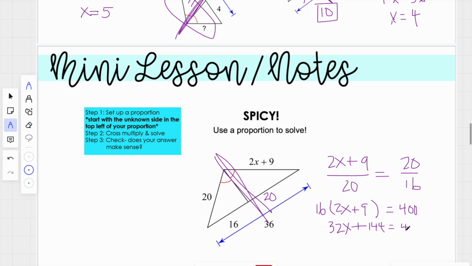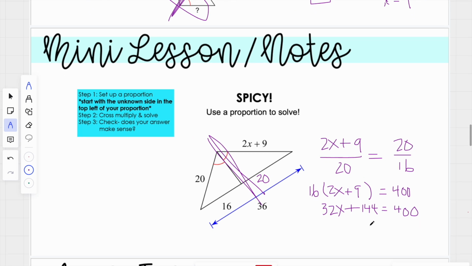We're going to solve this two-step equation by subtracting 144. And we would get 32x is equal to, I think, 256. And then when you divide out the 32, you're going to end up with x is equal to 8. All right. So if done there, we get x is equal to 8.